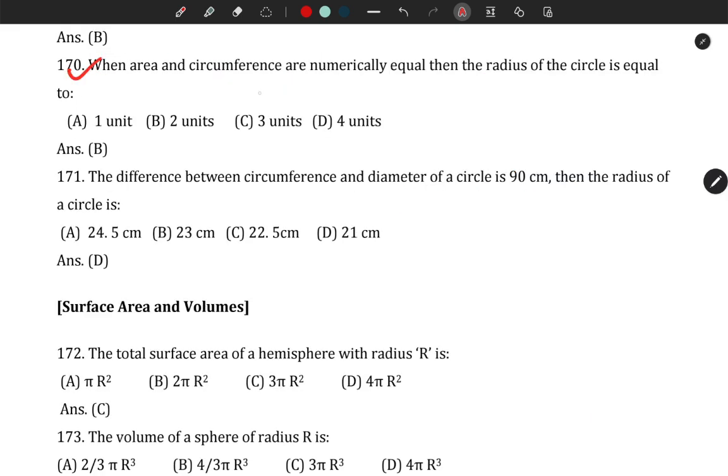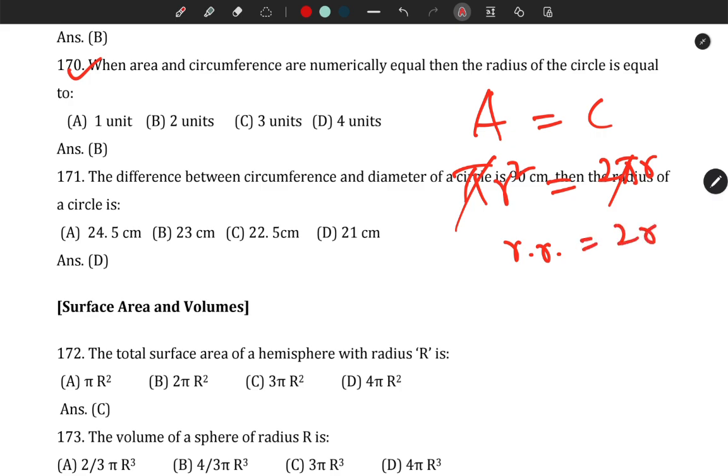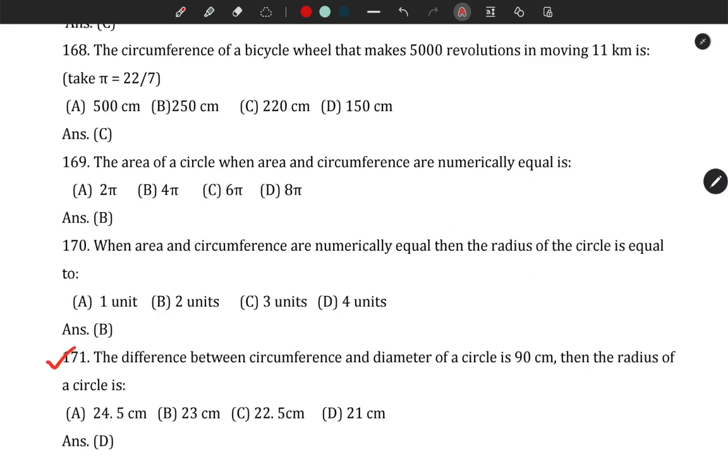Next question, when area and circumference are numerically equal, so we've just done this. Area and circumference being numerically equal means pi r square is equal to 2 pi r. Pi will cancel, so radius into radius equals 2 times radius, so the radius will be 2 units, so the correct option is 2 units.